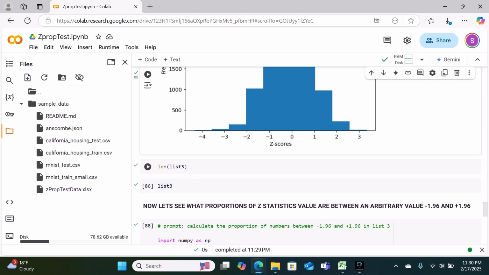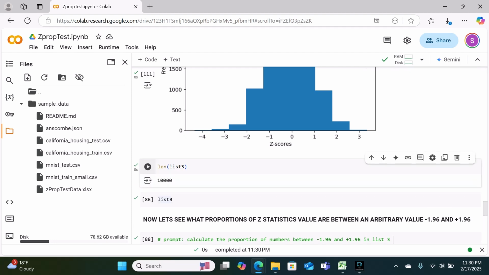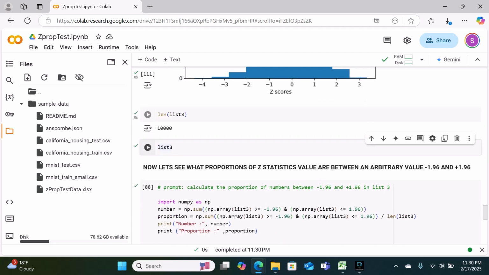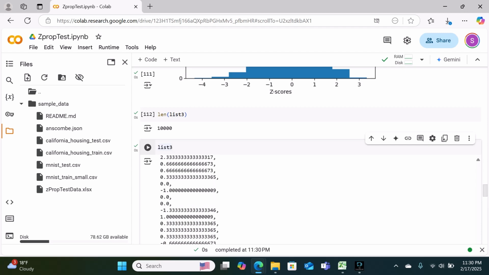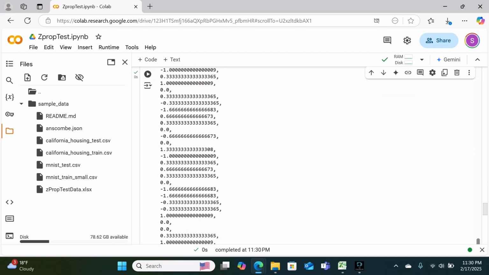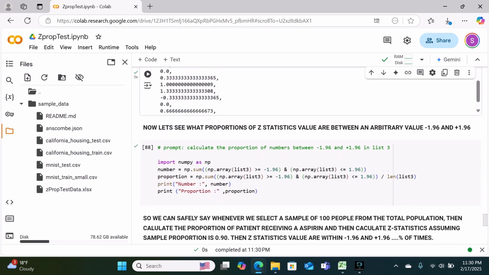This list 3 contains the G statistics values, and the total number of G statistics values is 10,000. These G statistics are for 10,000 randomly selected samples, with each sample containing 100 patients. This is a long list of G statistics for the samples.